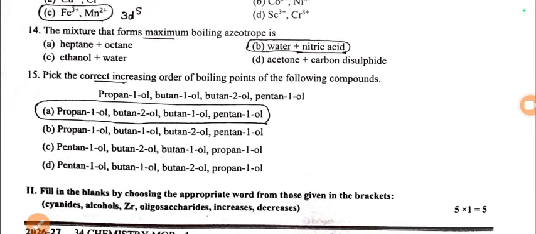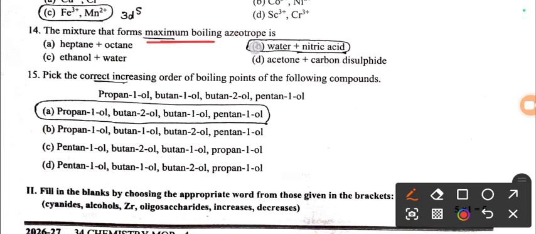14th question, the mixture that forms maximum boiling azeotrope is water and nitric acid because water and nitric acid have strong force of attraction among them. And pick the correct increasing order of boiling point of the following. As the number of carbon atoms increases, boiling point increases, and as branching increases, boiling point decreases. So propan-2-ol with 3 carbons has a low boiling point, then butan-2-ol and butan-1-ol both have the same number of carbon atoms, but in butan-2-ol you can find branching, so it has a lower boiling point. Then pentanol has 5 carbon atoms, so it has the highest boiling point.